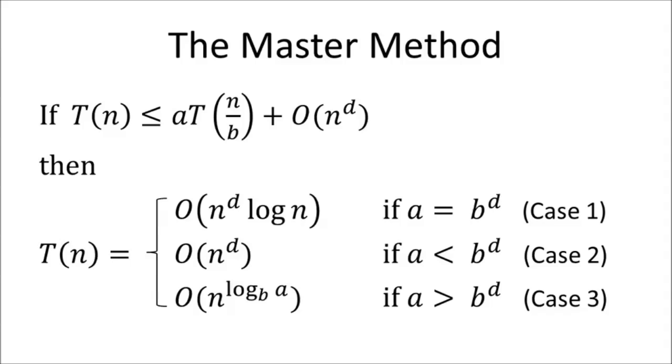In case 2, the number of recursive calls, A, is strictly smaller than B to the D, then we get a better running time upper bound of O of n to the D, and when A is bigger than B to the D, we get this somewhat funky looking running time of O of n raised to the log base b of a power. We'll understand where that formula comes from a little later. So that's the master method. It's a little hard to interpret the first time you see it, so let's look at some concrete examples.